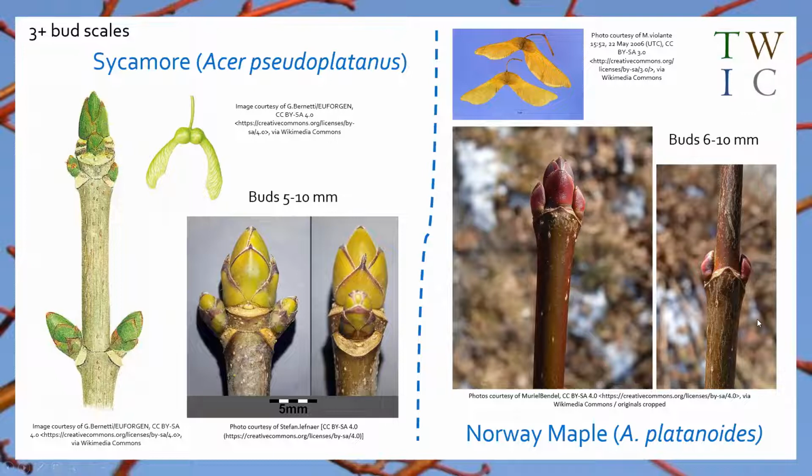So if you're a bit unsure, if you think the colour doesn't look quite right, it's not properly red, it's not properly green, now have a look at the lateral side buds and these other features, and that should sort you out. But typically, sycamore will have green buds with this sort of red edge to them, and Norway maple will be red.